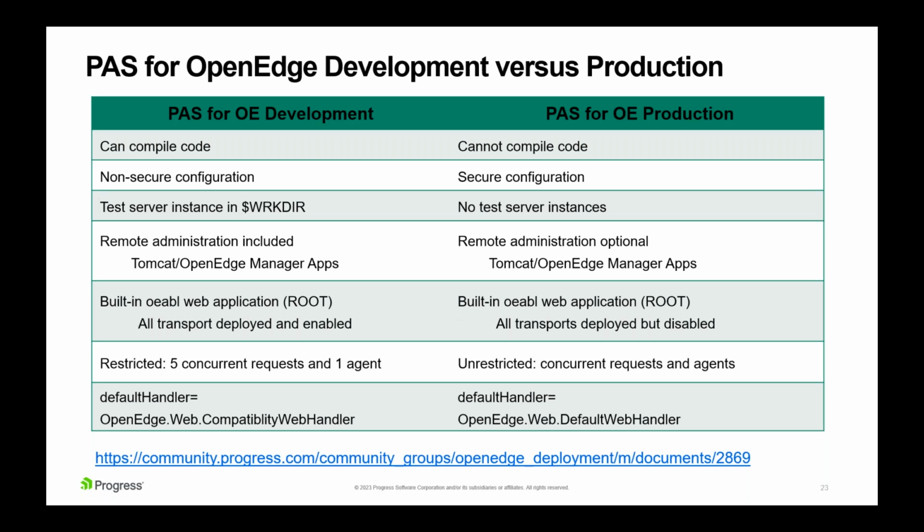And you also have restrictions on PASOE, like we had on AppServer, running only 2 agents. Here you have 5 concurrent requests and 1 agent. On PASOE, it's related to your license directly. So two versions when you install PASOE for OpenEdge.